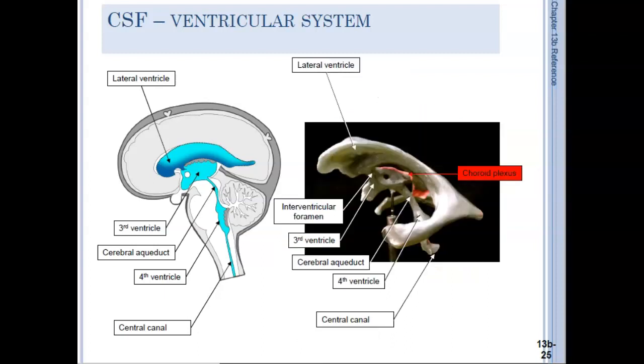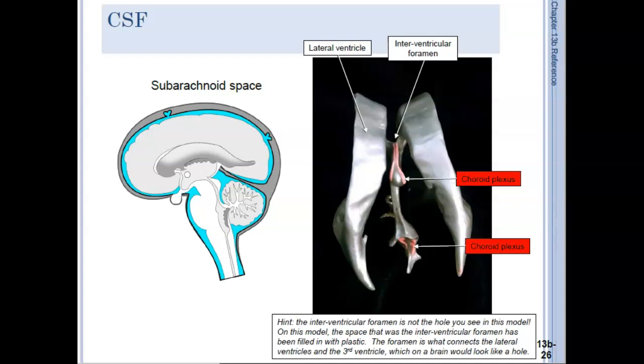Here is another diagram showing you the different ventricles, the cerebral aqueduct, the central canal, and then looking at it as an actual structure. And then the choroid plexus, which is going to produce that cerebrospinal fluid, would be located right there in red. The subarachnoid space is going to basically bathe the brain with the cerebrospinal fluid, so it's just the area that's going to hold this fluid.